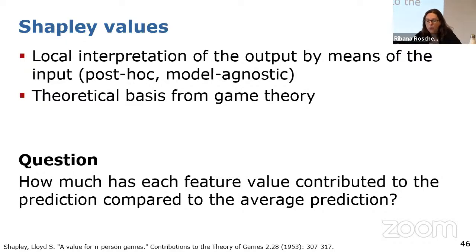So the question is now, how much has each feature value contributed to the prediction compared to the average prediction? I know it's not so easy to understand the Shapley values and what they actually tell, and it's very often misinterpreted. That's why I would repeat it in the next slide very often. The question is which feature is responsible for the change. So when you have a single sample with feature values, why does it predict something else than the average? This is the question which can be answered with the Shapley values.